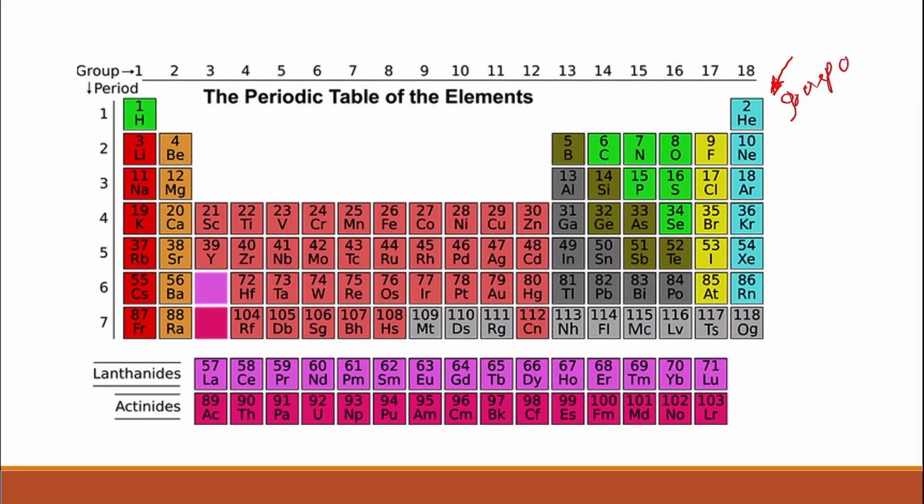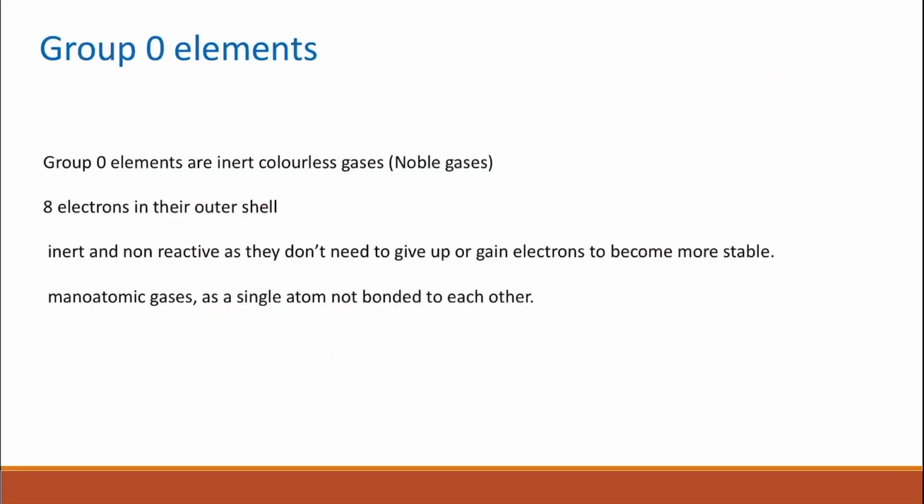Group 0 elements are inert colorless gases. We know that one group has different elements which have similar properties. All of these elements have the same electronic structure in their outer shell, so they have similar properties: they are all inert colorless gases. They are called noble gases. All of these have 8 electrons in their outer shell, which means they have a full outer shell.